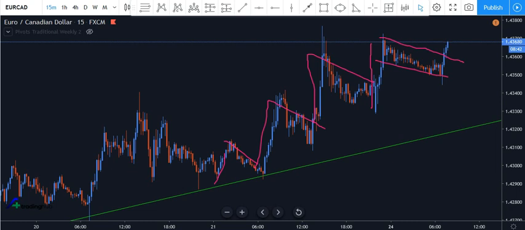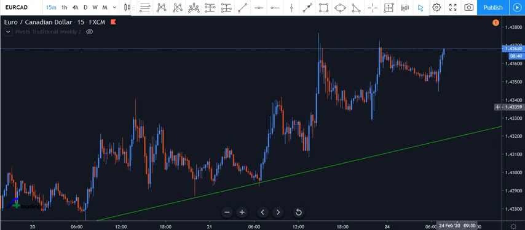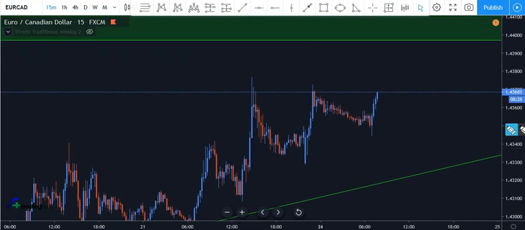So if we are to buy from here now, let's say you buy at this price, your stop loss should be here if you are an aggressive trader. But if you are a conservative trader, you can bring your stop loss to around here. Then your take profit should be at the R2 or the R5.